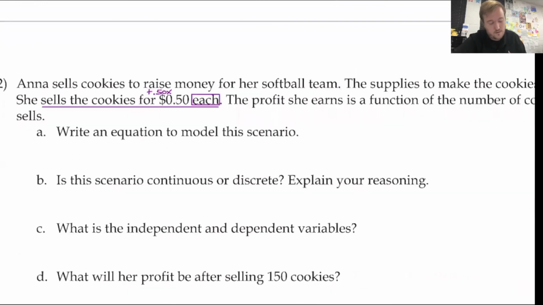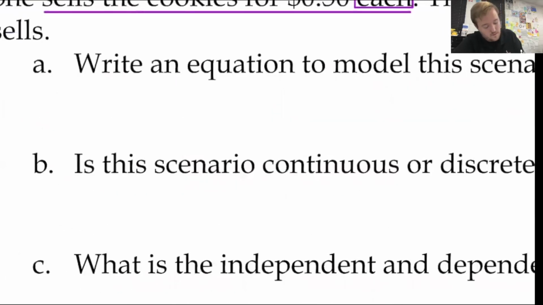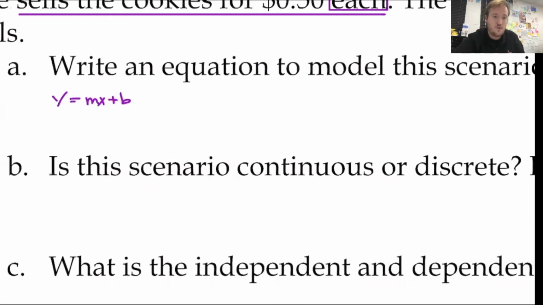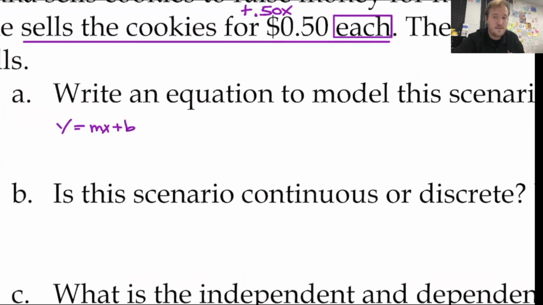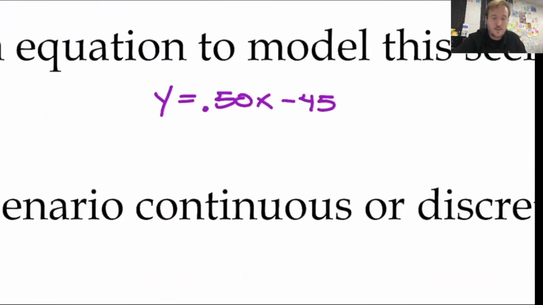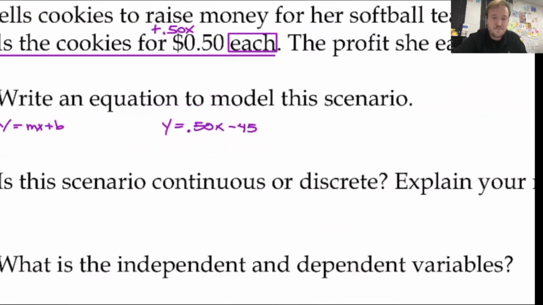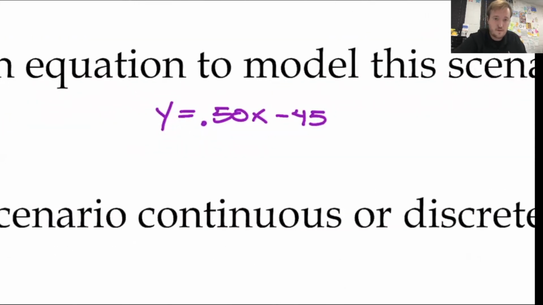All right, so now I want to write the equation. So same as before, it's going to be written in y equals mx plus b. So in this case, 50 cents each cookie, that's the rate. So I'm going to have y equals 50 cents per cookie. And then she has the expense of $45 for the supplies. So this would be your function.